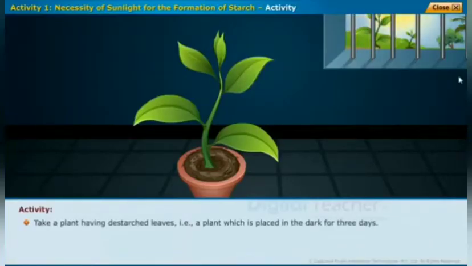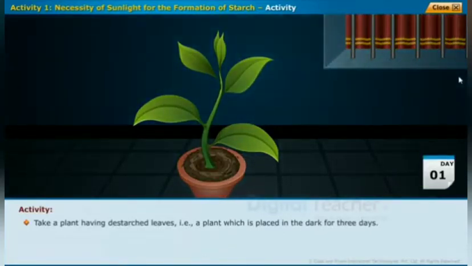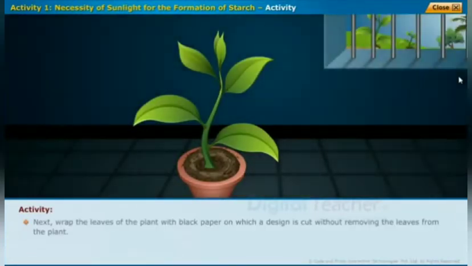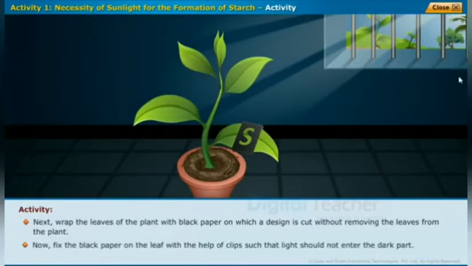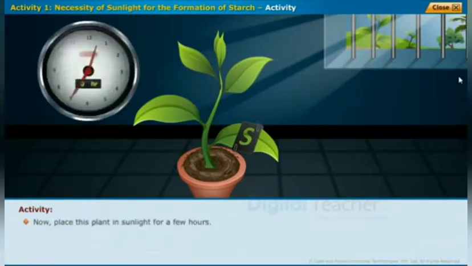Take a plant having destarched leaves, that is, a plant which is placed in the dark for 3 days. Next, wrap the leaves of the plant with black paper on which a design is cut without removing the leaves from the plant. Now, fix the black paper on the leaf with the help of clips such that light should not enter the dark part. Now place this plant in sunlight for a few hours.